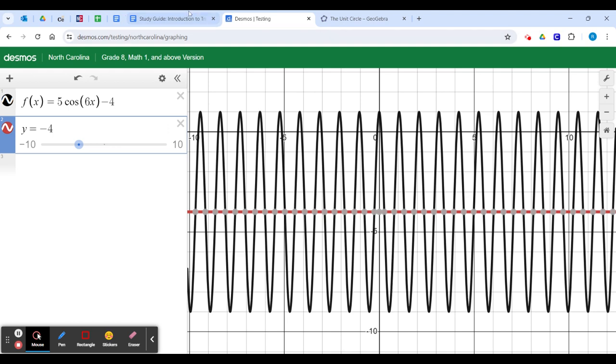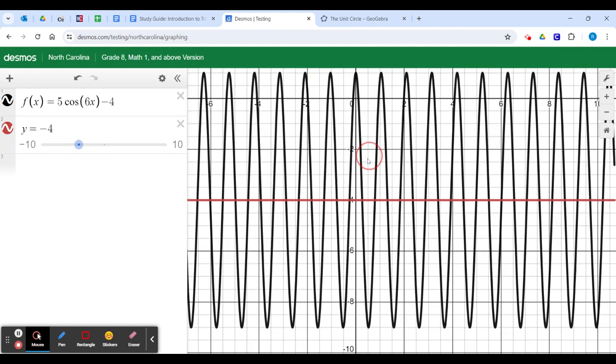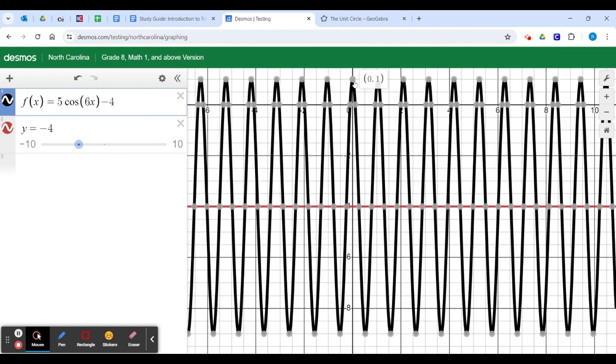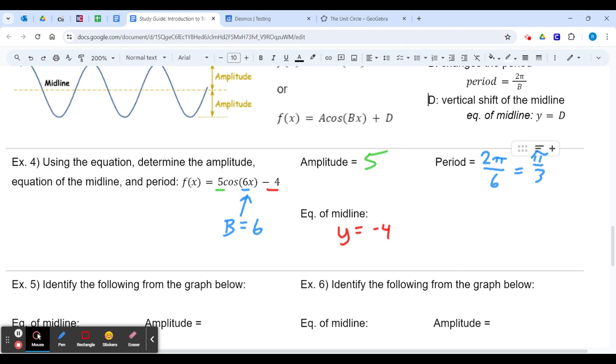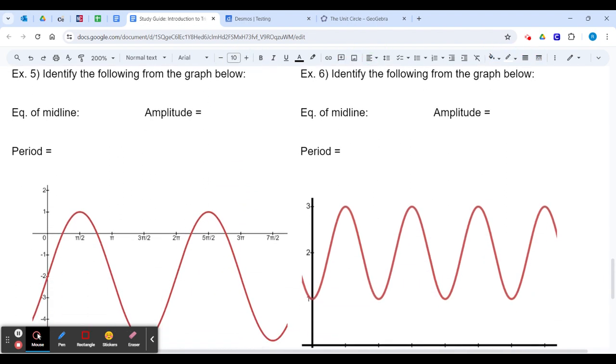Additionally, we can trace our period, and this goes from one full rotation. So starting at a max point here, if I trace down, up back through my midline, and back to the top, looks like that happens at x equals pi over 3. Boom, that's exactly what our period was, pi over 3. So we can also identify this stuff from our graphs if we need to.